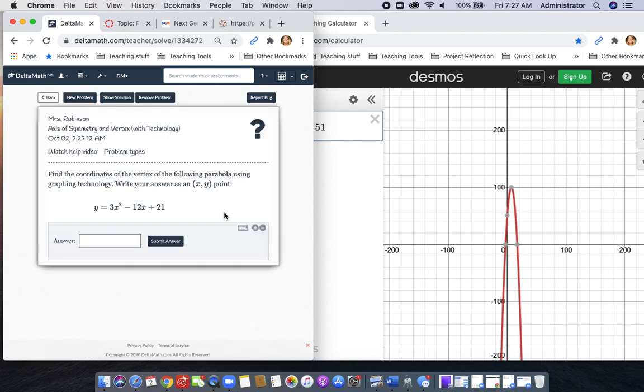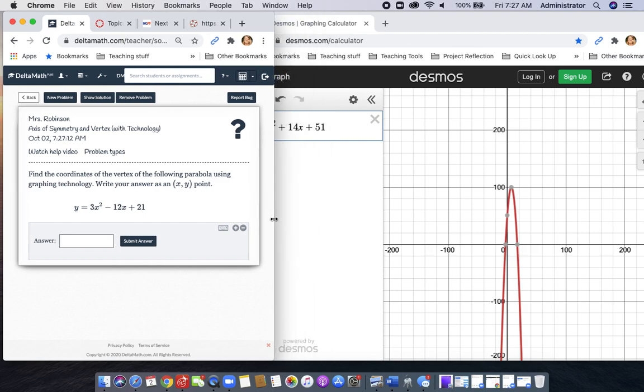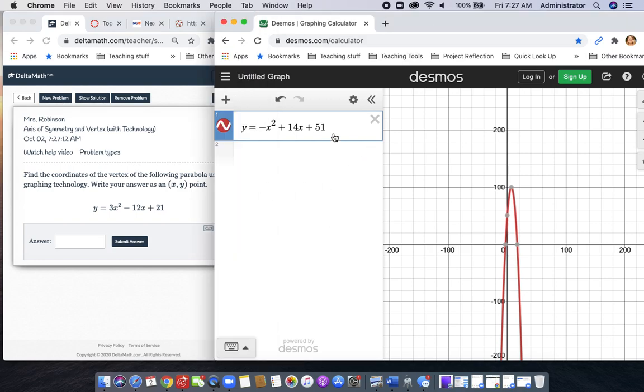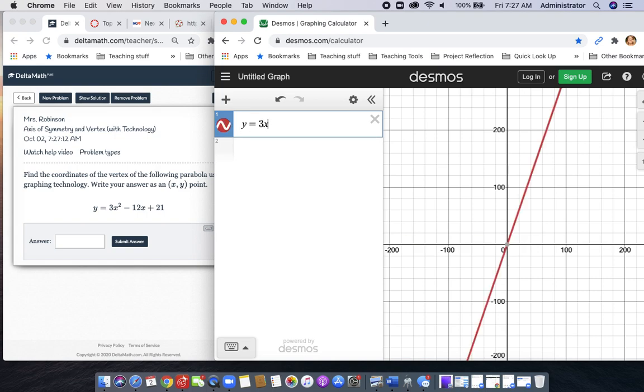Here they are asking us to find the coordinates of the vertex of the following parabola using graphing technology. So they just want us to find the vertex. Now some of these may be in vertex form, and if they are, then that's easily identifiable, but sometimes they're not. So I'm just going to flip over to this window, and I'm just going to delete that and start over again. And this time I'm going to use my keyboard because I can.